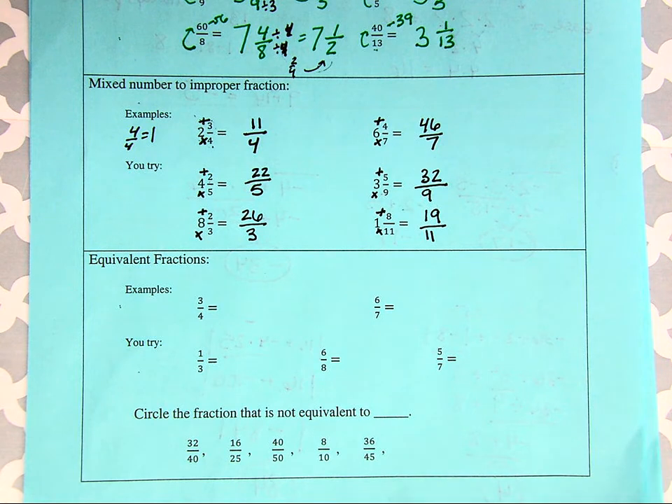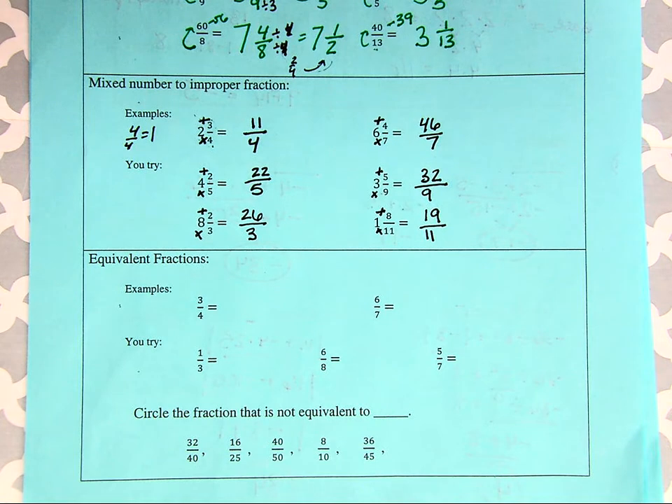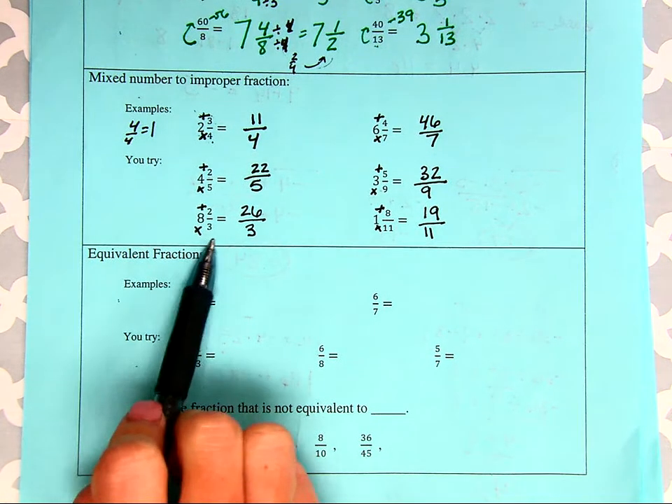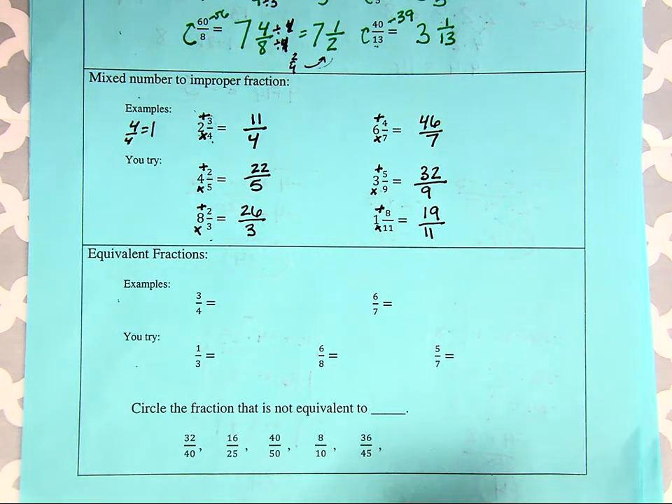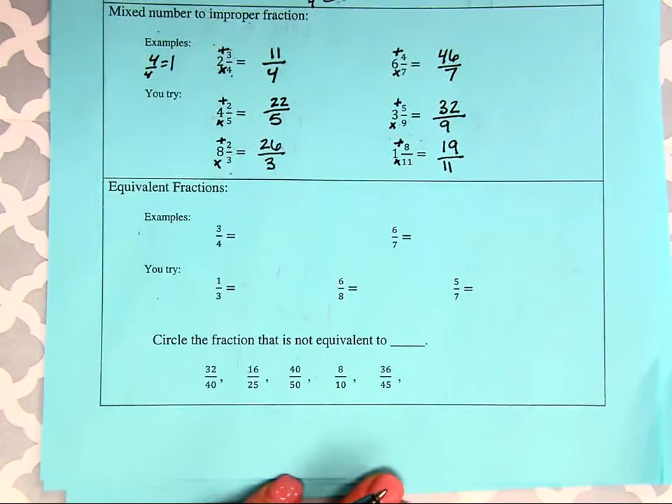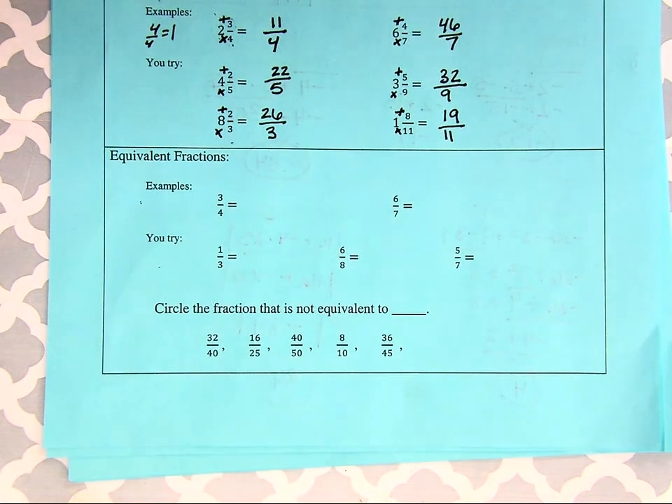Good. So this way is a little faster because you're going to an improper form, so there's no reducing or simplifying there. These are equivalent fractions. They're just in different forms. So we're going to do some more examples of equivalent fractions down here.